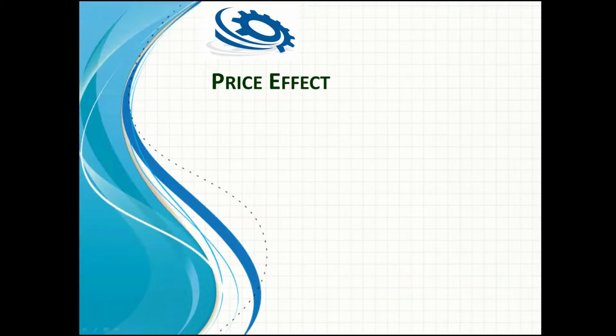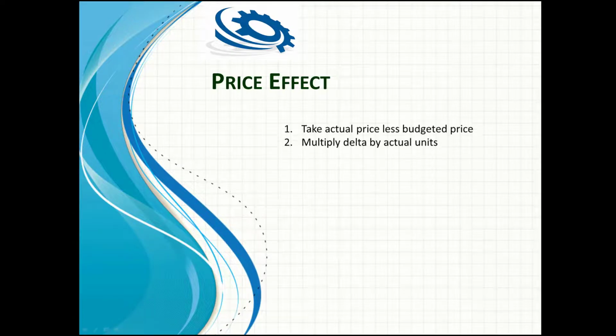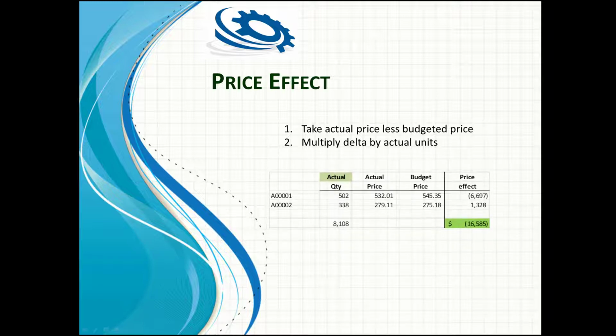The price effect of the variance analysis is the most straightforward. This is calculated by taking the difference between actual price and budgeted price and multiplying it by the actual units. This separates the effect from only the price from other elements of sales. This allows a sales manager to evaluate how much discounting sales reps had to do to achieve sales.